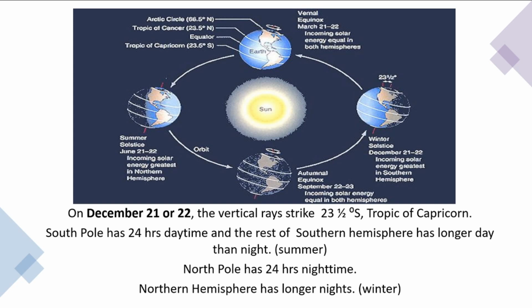On December 21 or 22, the vertical rays strike 23½ degrees south, the Tropic of Capricorn. South Pole has 24 hours daytime and the rest of Southern Hemisphere has longer day than night, and the season is summer. North Pole has 24 hours nighttime. Northern Hemisphere has longer nights, and the season is winter.